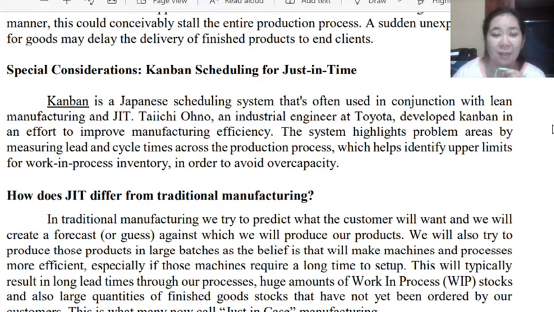Okay, so Kanban, as mentioned earlier, is a Japanese scheduling system that's often used in conjunction with lean manufacturing and JIT. So the father of JIT, Taiichi Ohno, an industrial engineer at Toyota, also developed Kanban in an effort to improve manufacturing efficiency. This system highlights problem areas by measuring lead and cycle times across the production process. So this helps identify the upper limits for work-in-process inventory in order to avoid overcapacity.